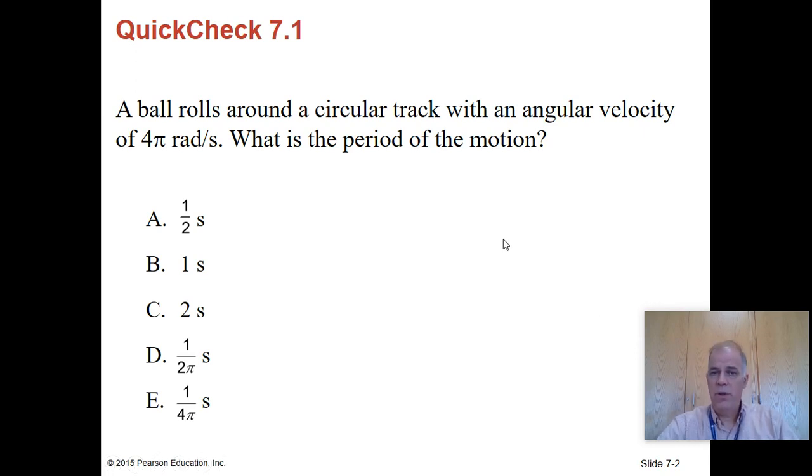Now, the hint on this one, if you need it, is to remember that there are 2 pi radians in one rotation, and then go through it as a conversion factor. Here's the answer. Half a second. So again, 2 pi radians per revolution and 4 pi radians per second. So that means 2 revolutions per second or half a second per revolution.